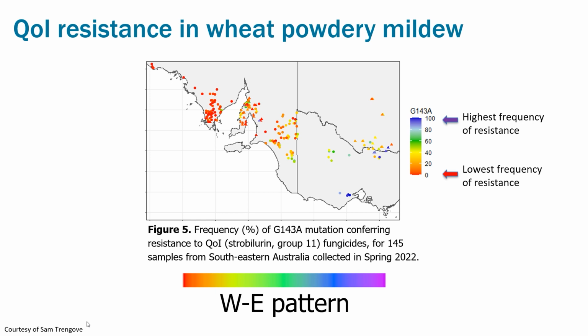Now, what's the spread of the DMI resistance? It's pretty much everywhere. It's very hard to find sensitive populations, DMI sensitive populations, in any of the eastern states. Very hard. We still find some, but very hard.